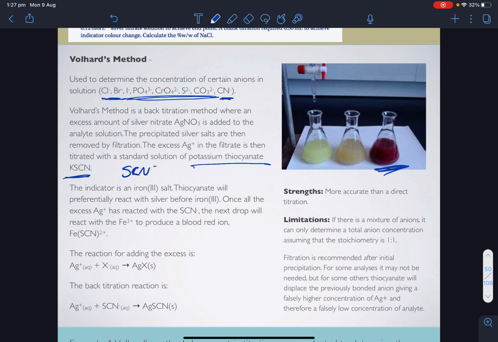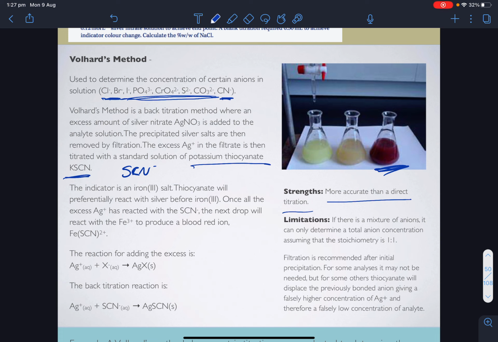Alright, our strengths for our Volhard method. It's more accurate than a direct titration. You saw the lag and the blank for the direct titration. It also analyzes for a lot more, doesn't it? You can analyze for the chromate ion in there too.